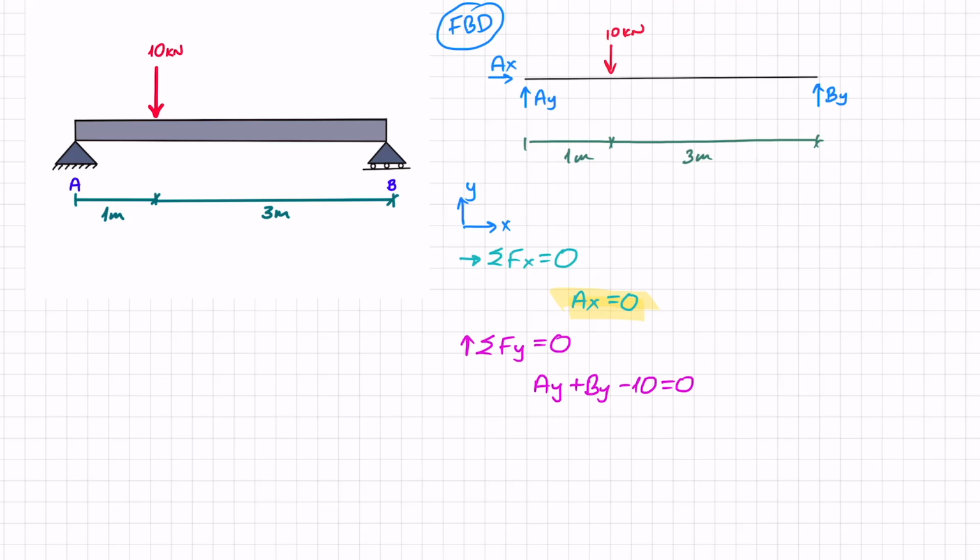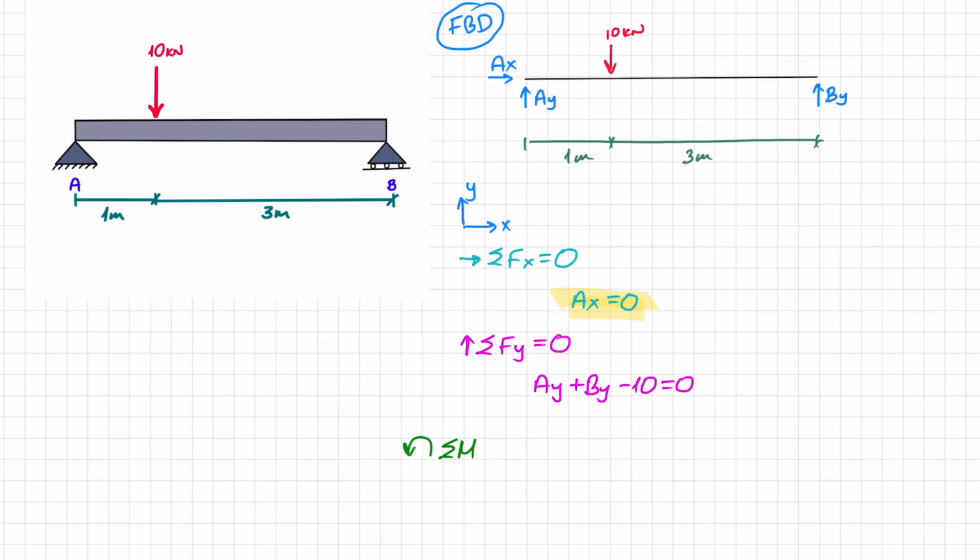So my last equation has to be a sum of moments. This is the positive direction of moments according to our sign convention, so counterclockwise. The question is now, where do I do moments? Now, in reality, I can do moments wherever I want, but usually I will tend to choose a point where lots of forces pass through.